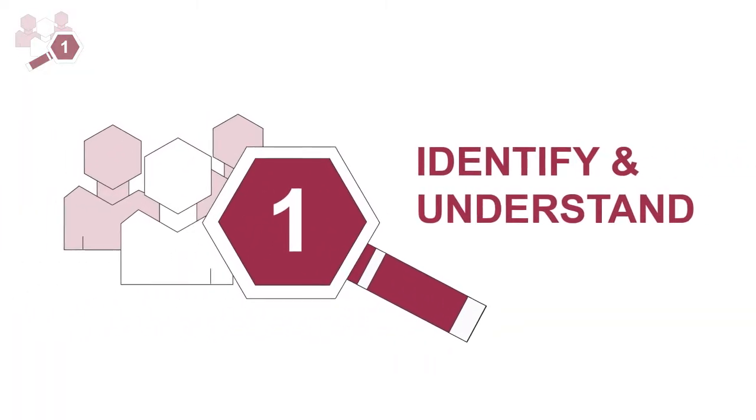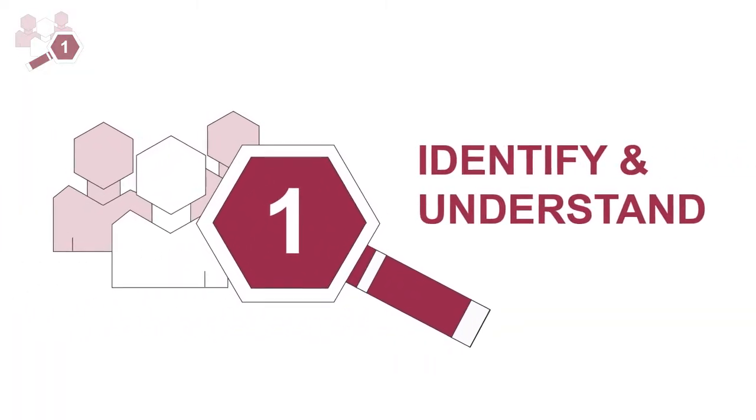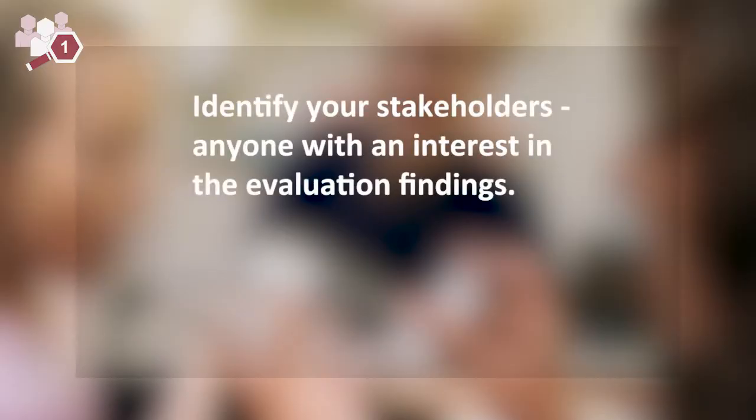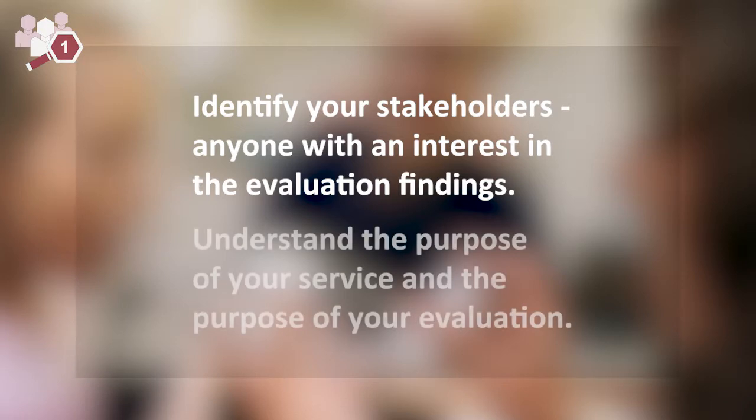So what would be the first logical step in the evaluation cycle? So the first step is to identify and understand. So this is about identifying your stakeholders, and that's anyone who might be interested in the evaluation findings, and understand the purpose of your service and the purpose of your evaluation. So let's talk first about identifying stakeholders.